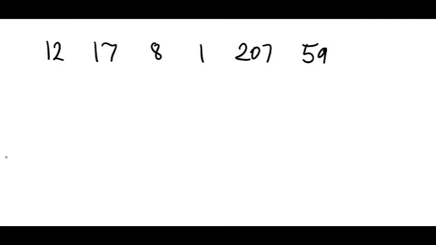So if you think about numbers like 10, 12 and 17, 8, 1, 207 and so on, well, if we were asked to put them in order from the smallest to the largest, most people would be able to do that. That's the smallest, that's the next one, and then we have 12, then we have 17 and 59, 207. Okay, so I suppose that's pretty straightforward.